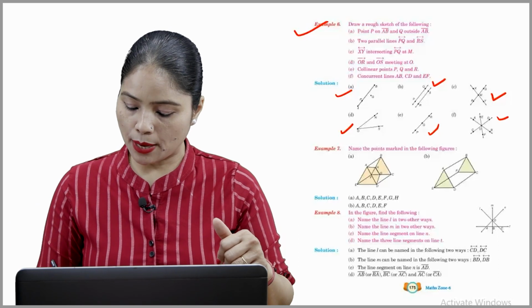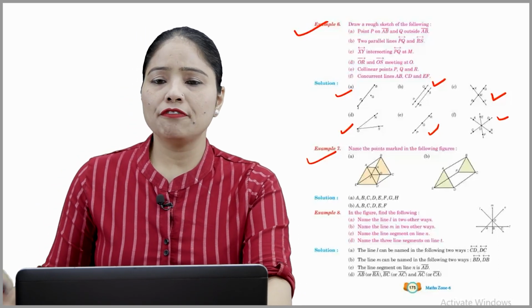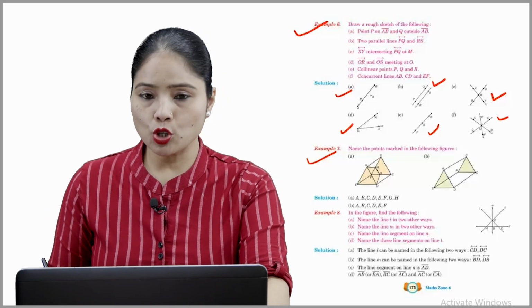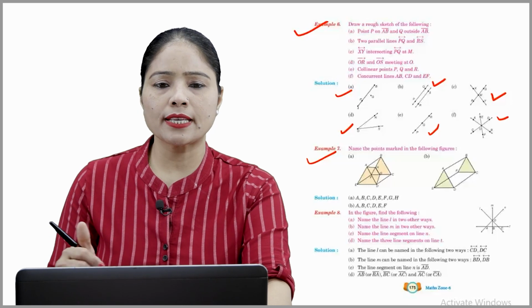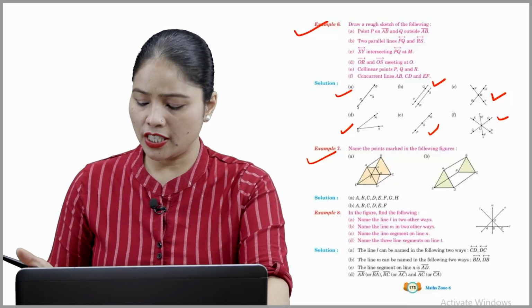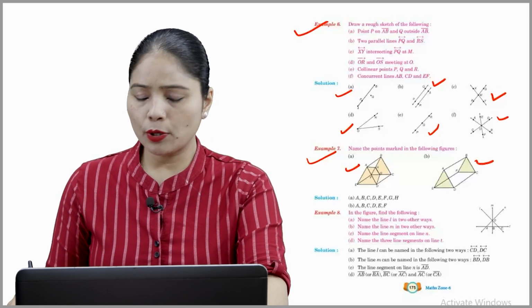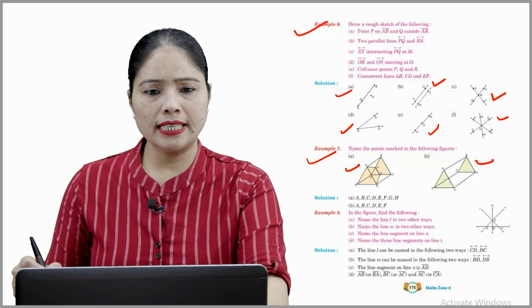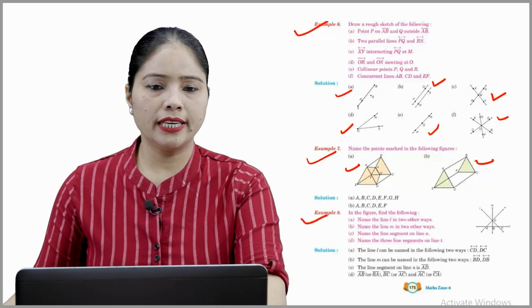So now move on to example number 7. Name the points marked in the following figures. In this, we have to write the points that are given. So which points are there? In the first one we have A, B, C, D, E, F, G, H, like this we can see it. And here it is given, here we have A, B, C, D, E and F. This is very easy.